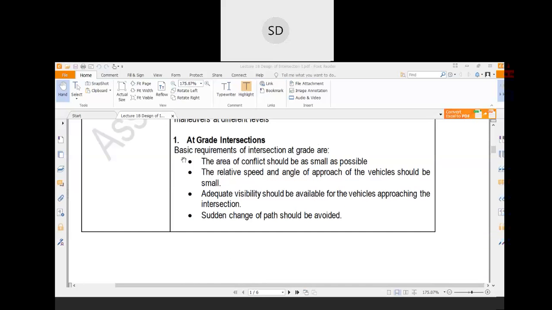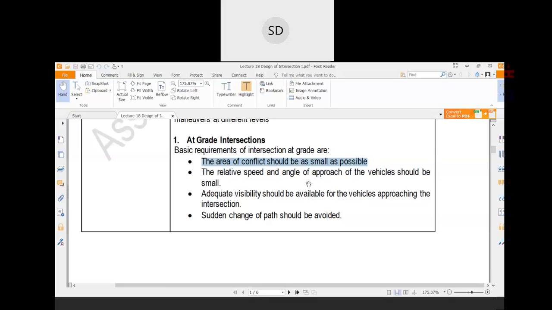The basic requirements of at grade intersections are that the area of conflict should be as small as possible. Conflict area means where the merging, diverging and crossing conflicts will occur. The relative speed and angle of approach of the vehicles should be small. The speed of the vehicles approaching the intersection should be relatively low. Why lower? If the speed is less, it is easier to control the vehicles and therefore you can avoid major accidents.